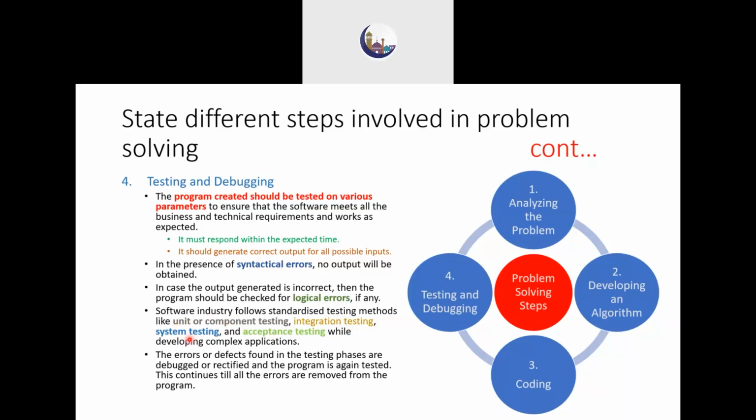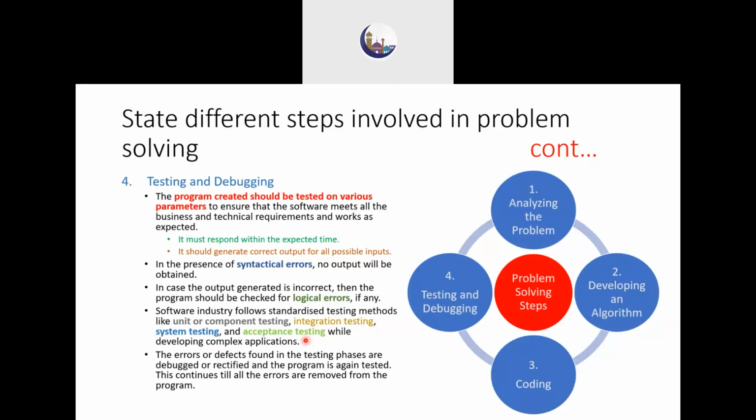If it is installed on a system and still working, then you will give it to the user for whom you have developed that particular program and check whether the user is satisfied or not. That's called acceptance testing. So there are four different types of testing: unit or component testing, integration testing, system testing, and acceptance testing.